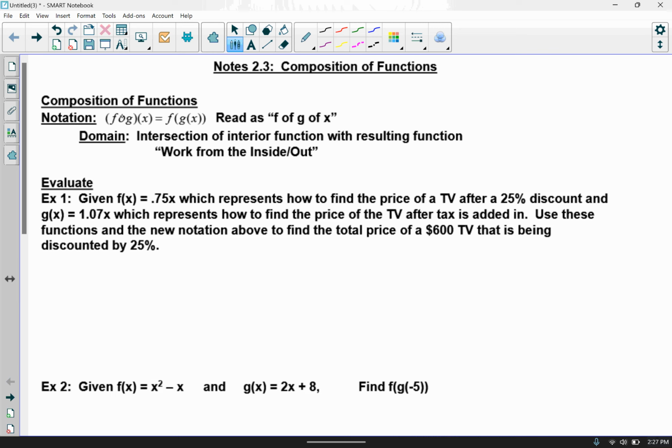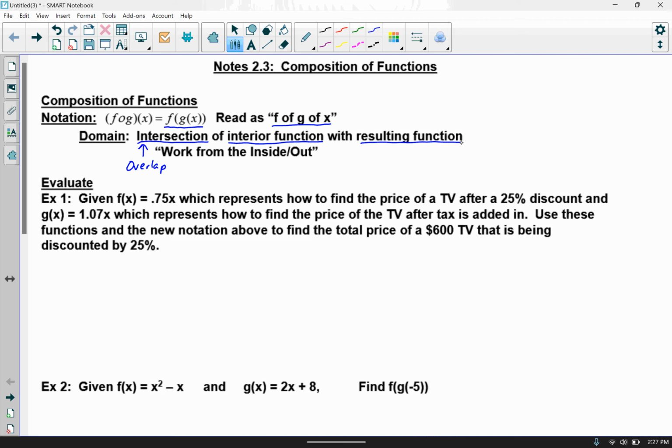So without that circle there, remember that means f followed by g of x. Over here on the right, then f parentheses g parentheses x, close both parentheses. This is read as f of g of x. To find the domain of these composition of functions, it will always be the intersection. And when I say the word intersection, just like the last section, I'm talking about where they overlap. So it's the overlap of your interior function with your resulting function.